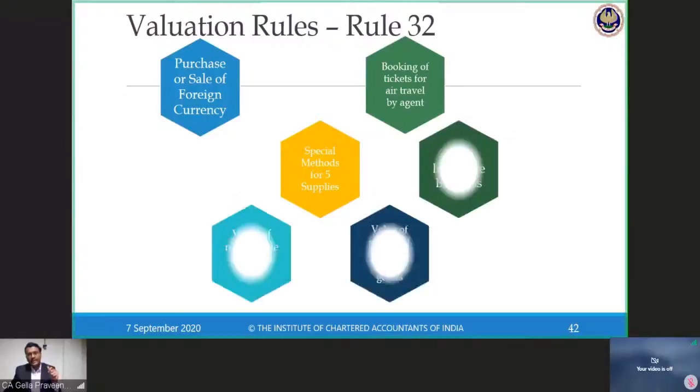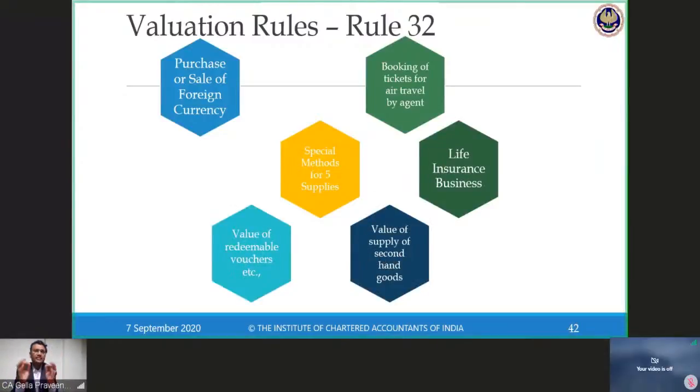Now we move on to rule 32. One question: seldom when we talk about valuation, this is a 5 subset. Out of these 5 subset, one question can be expected from your examination perspective. This rule 32 talks about 5 activities. First activity, purchase or sale of foreign currency. Second activity, booking of tickets by a travel agent. Third, life insurance. Fourth, value redeemable in terms of vouchers. Fifth, value of second-hand goods.